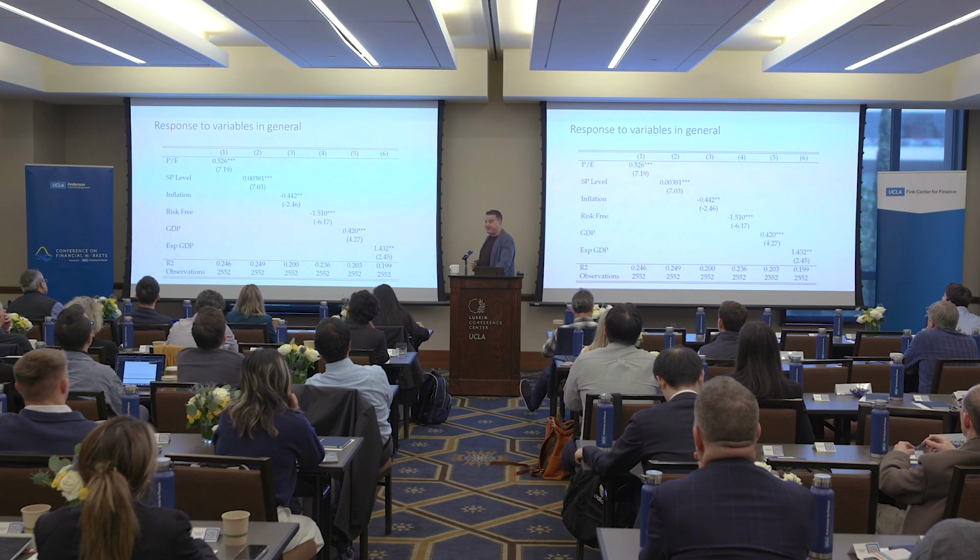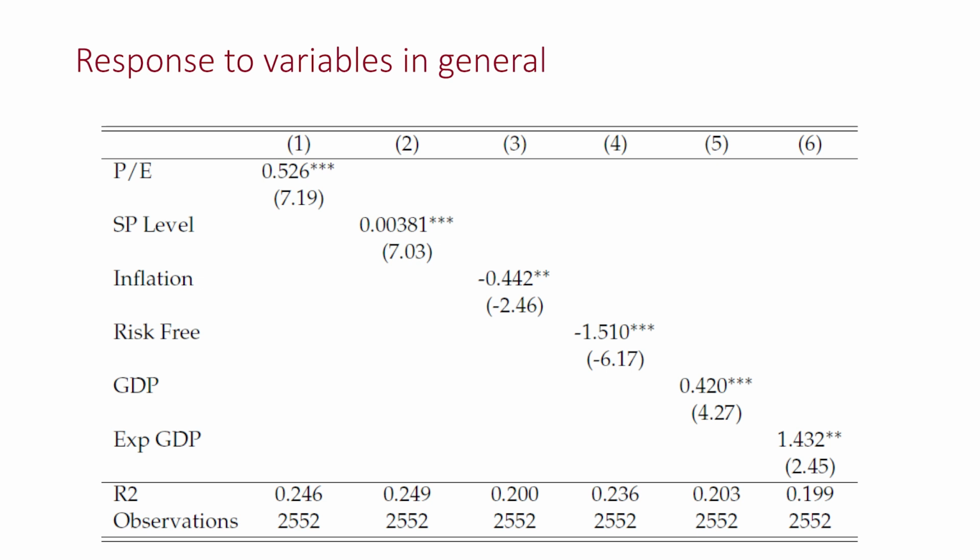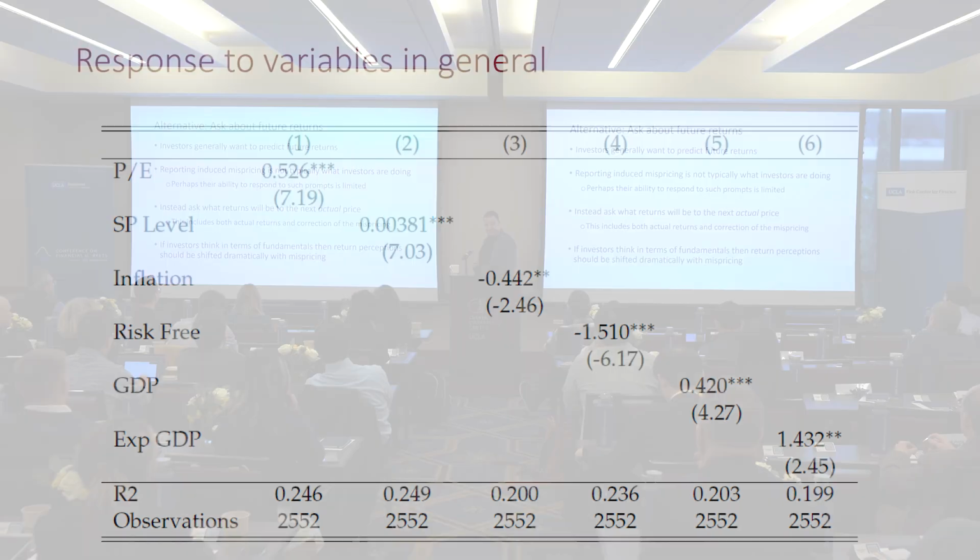And you can look at the other variables as well, too. And people do tend to respond to the variables. They just don't know what the manipulation was. They can't back that out.